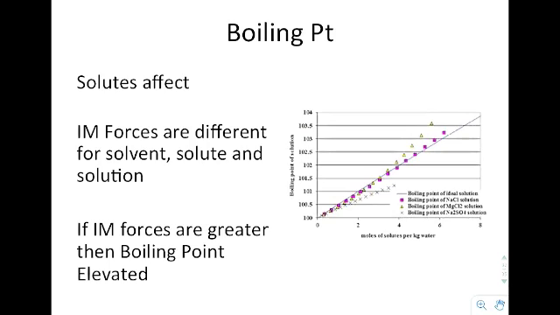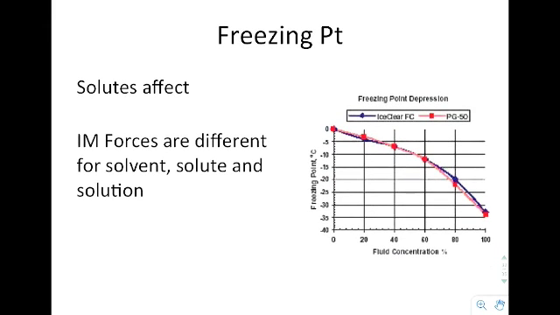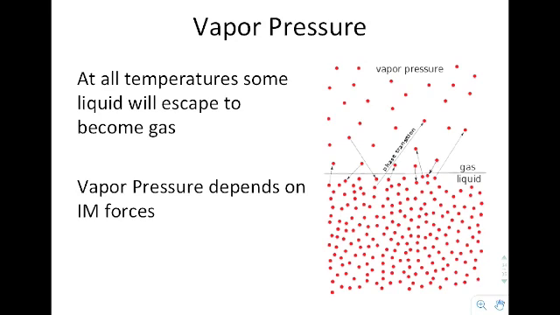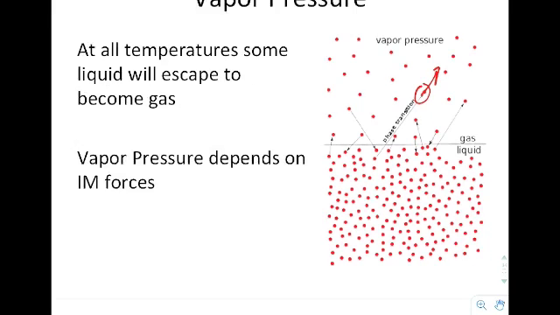Okay, boiling point, we said solutes affect it. The intermolecular forces are different. If the intermolecular forces are different, then the boiling point is elevated. Freezing point, we're going to depress the freezing point at this point because we're increasing the attraction between the two, so we're going to make it more likely that these particular bonds are going to form. Vapor pressure we've already talked about. We've said that as a molecule escapes, it is less likely to occur if the intermolecular attractions are great, or more likely to occur if the intermolecular attractions are small.